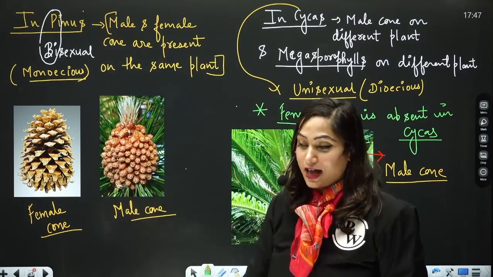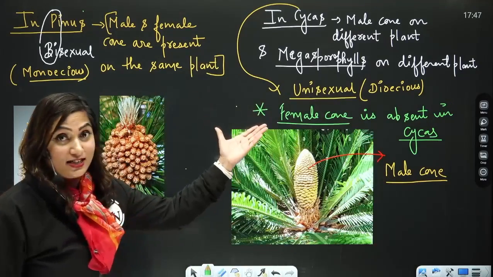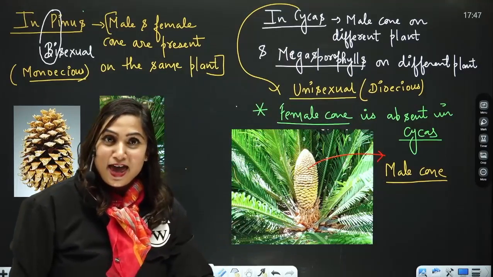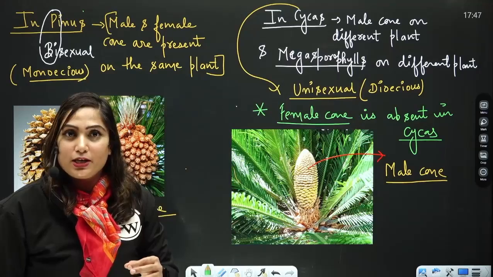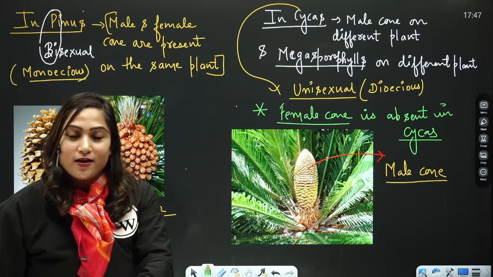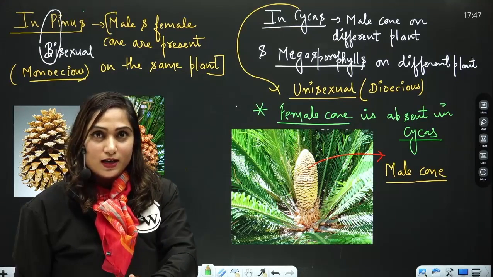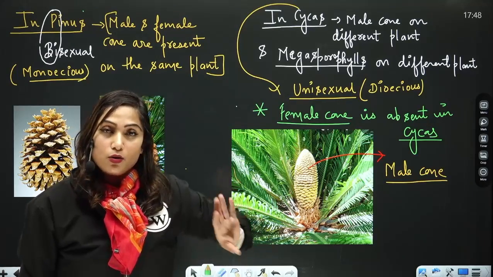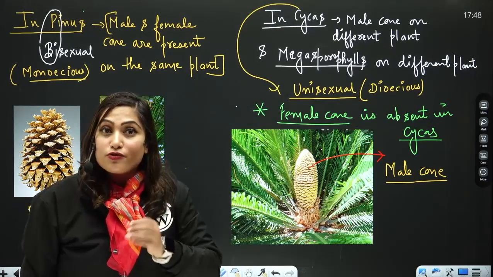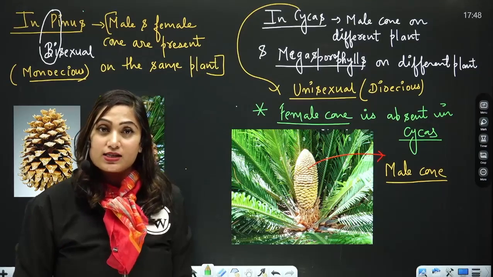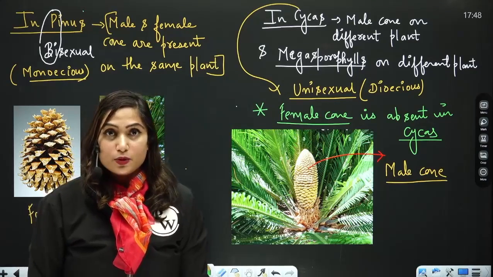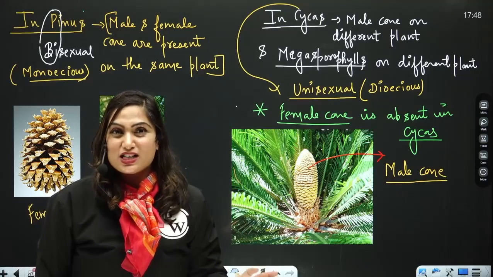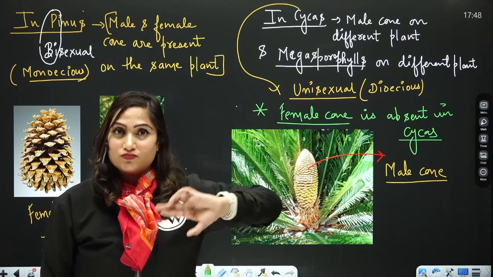This is the female cone of the Pinus, and this is the male cone of the Pinus present on the same plant, right? In case of Cycas, the male cone is present on a different plant and the megasporophylls are present on a different plant. Have you listened to the statement properly? I have not used the term female cone. I have just said male cone on different plant, megasporophylls on different plant. That means in case of Cycas, megasporophylls do not aggregate to form female cone. The megasporophylls are present separately, right?